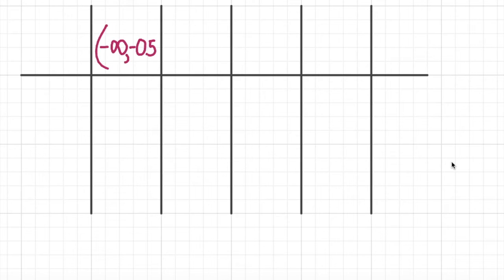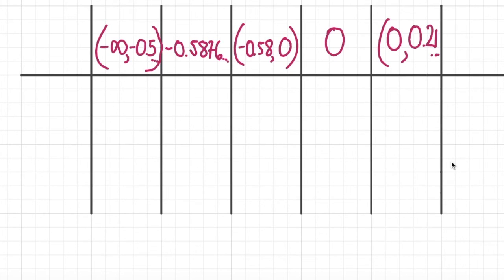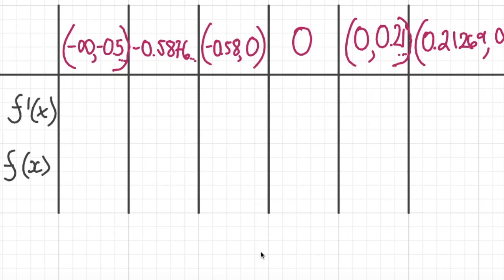We have negative infinity to negative 0.58 and so on. Then we leave a spot for negative 0.5876 and so on. Our next interval is negative 0.5876 to 0. Then we have 0, 0 to 0.21 and so on. And then we will have a spot for 0.21 and then 0.21269 to infinity. And we leave spots for f prime of x and f of x as well.